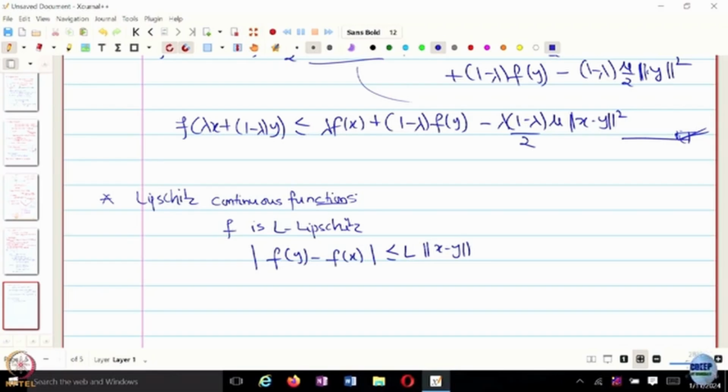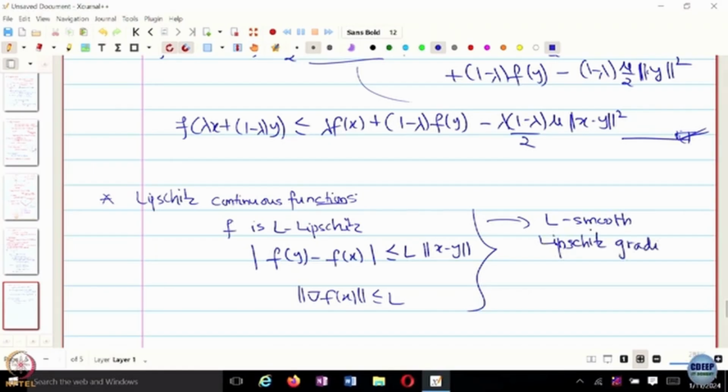So, in some sense what you want to say is that the norm of the gradient is upper bounded by L. We also define something called L Lipschitzness of the gradient, and not of the function itself. We call this L smooth, or functions with Lipschitz gradient, and in fact we are going to look at this condition as well, which says that the norm of the gradient of f of x minus the gradient of f of y is less than or equal to L times the norm of x minus y.